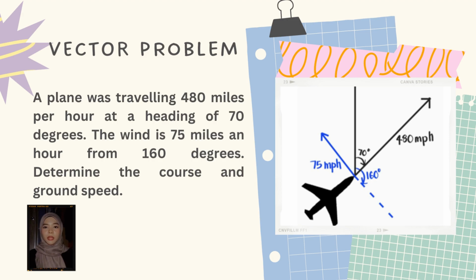The ground speed is the magnitude of this vector, and the course is going to be the angle of this vector measured with north. Notice that this angle is 70 degrees and this angle is 160 degrees. That means the difference, which is this angle, is 90 degrees. Also notice that this line is parallel to this line. So I have two parallel lines cut by a transversal. That means the corresponding angles are going to be congruent, so this is going to be 90 degrees.